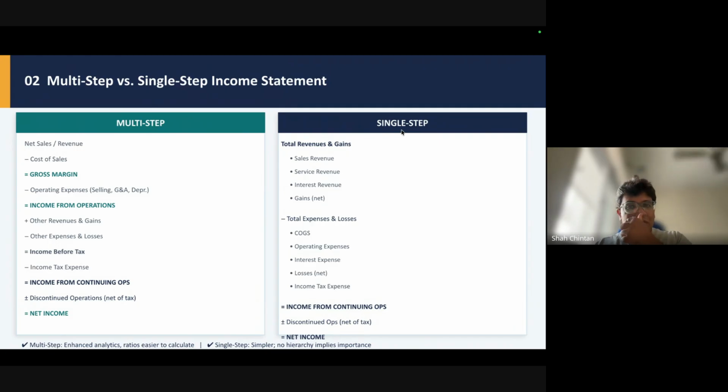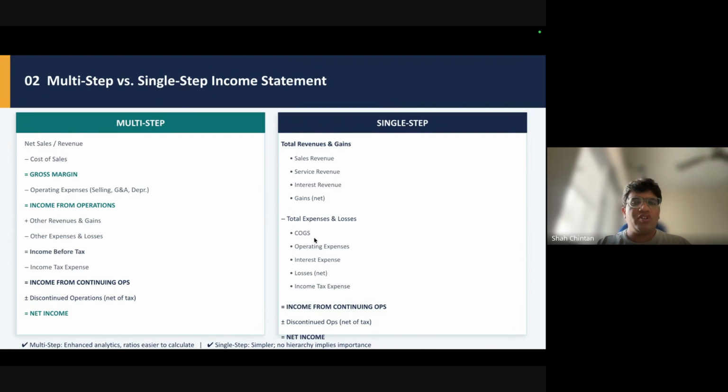Compared to a single step approach, this is the traditional style approach, where first you record all the revenue and incomes, then you reduce all the expenses and losses. So let's start. You have revenue from operations, service revenue, other revenue, let's say interest, dividend, rental income, plus any extraordinary gains and losses. Everything you recorded is your gain in one go. Minus, you reduce all the expenses and losses in one go.